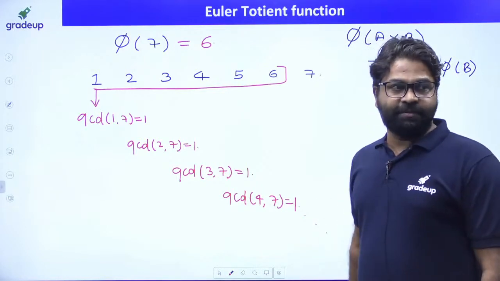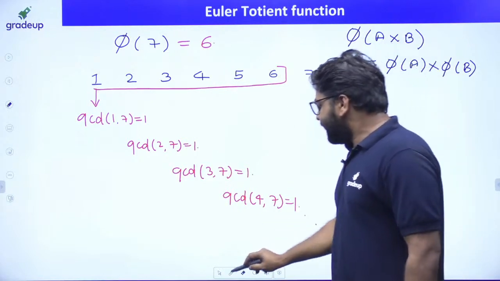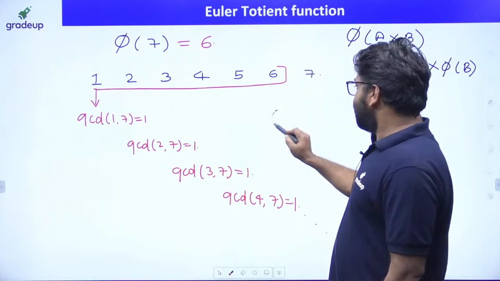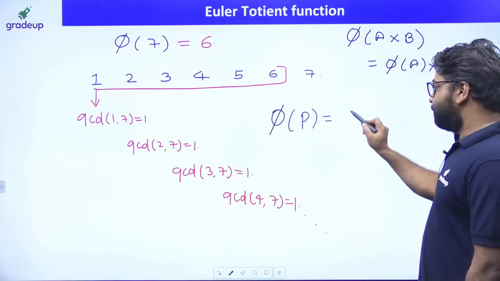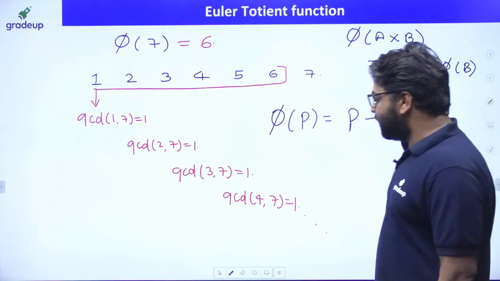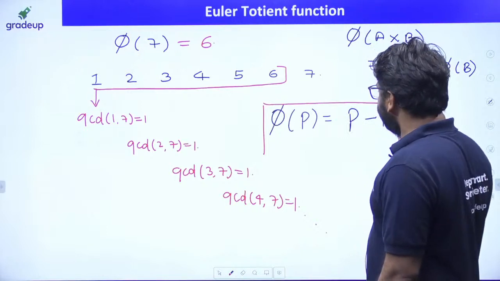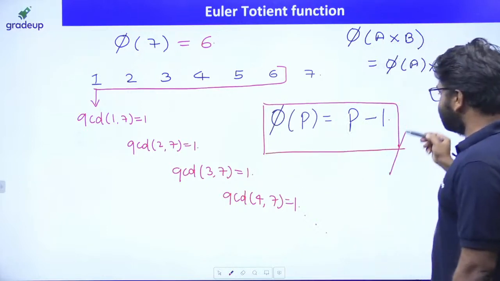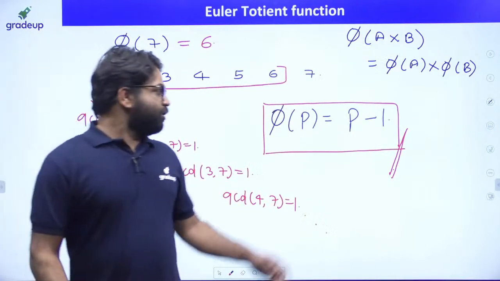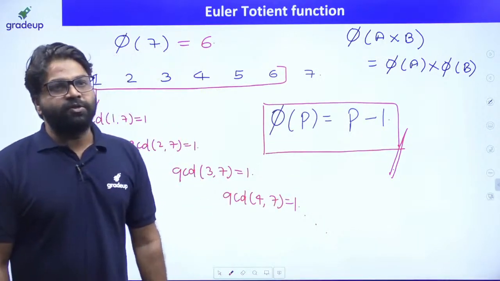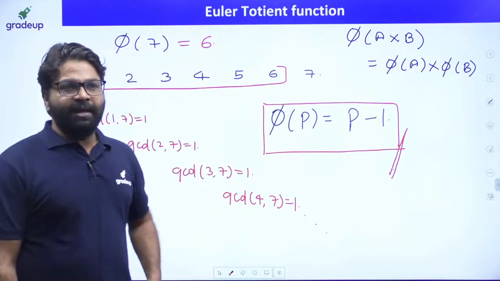So what is my main concept? Whenever we have any particular prime number, the count will be p minus 1. So here you will be getting p minus 1. In this way we can understand that the totient function of a prime number is equal to p minus 1. This is the basic concept of the totient function. So the totient function of p is equal to p minus 1. So we can take this with respect to any particular element.